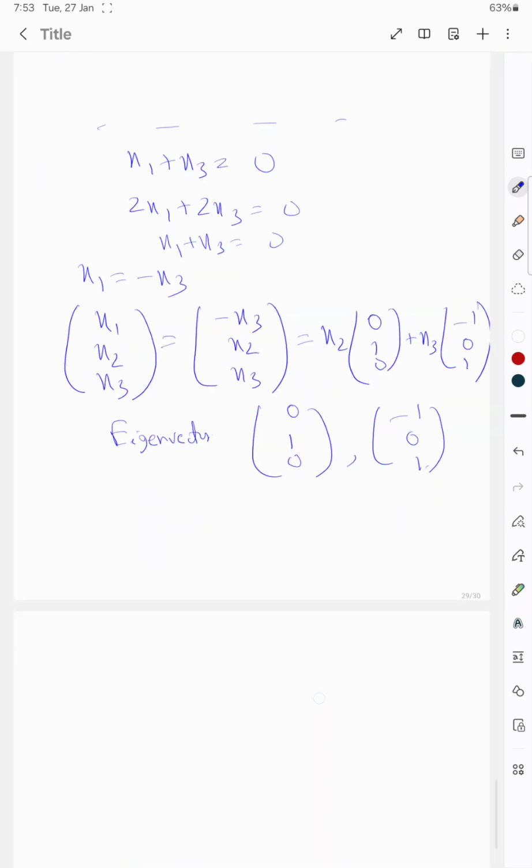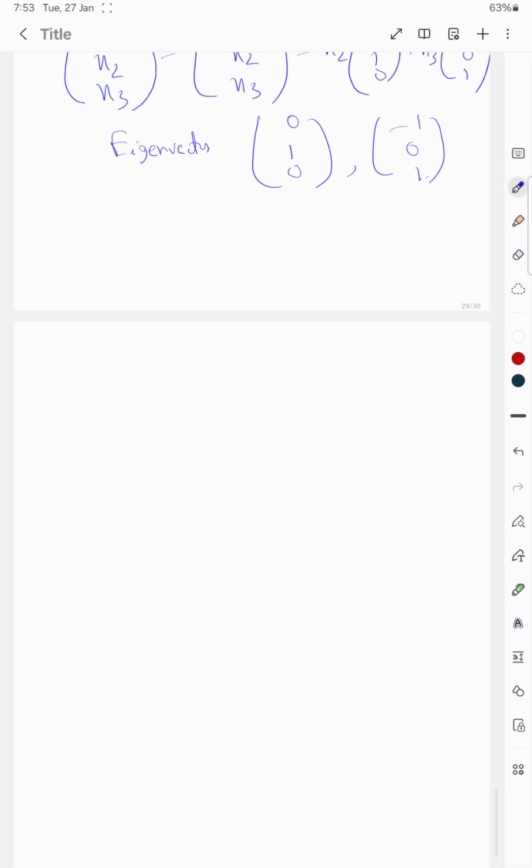Next I will write the next theorem, that is called the Cayley Hamilton theorem. Before that, I am writing what is the characteristic polynomial.